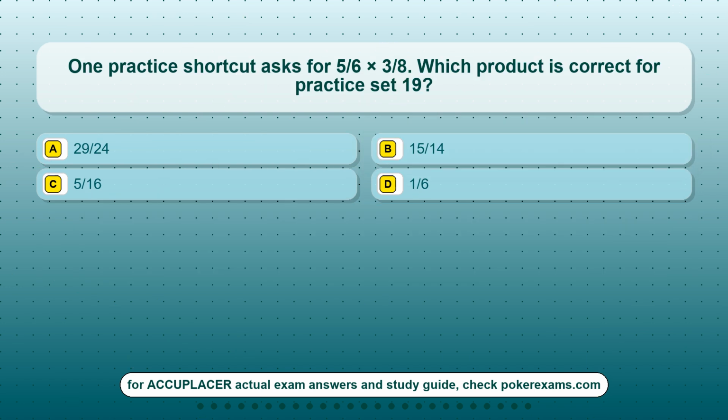Question 11. One practice shortcut asks for 5/6 times 3/8. Which product is correct for practice set 19? Option A, 29/24. Option B, 15/14. Option C, 5/16. Option D, 1/6.